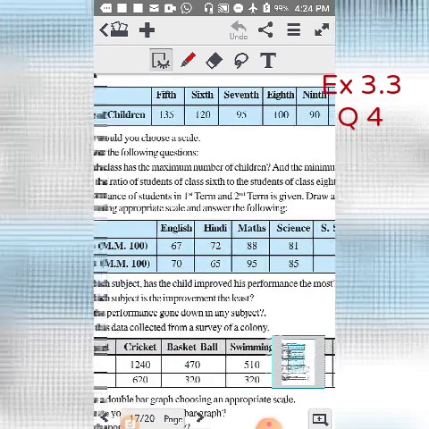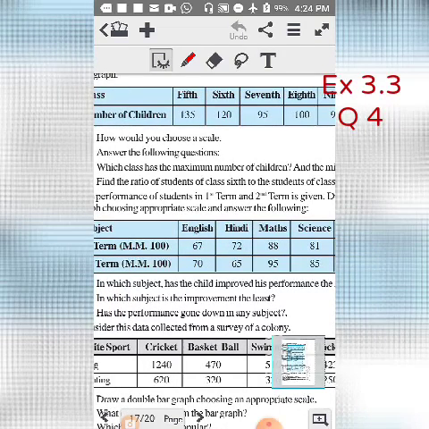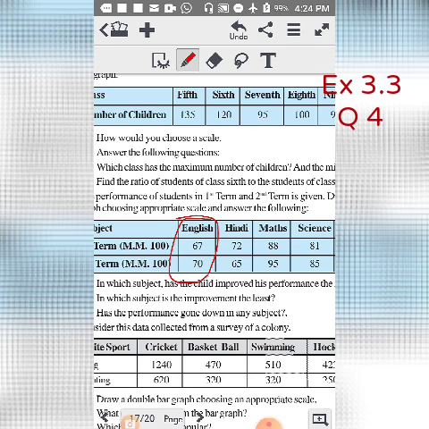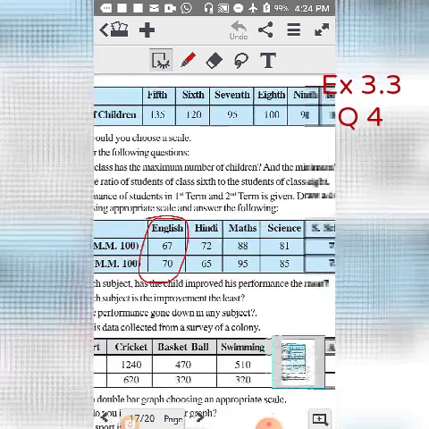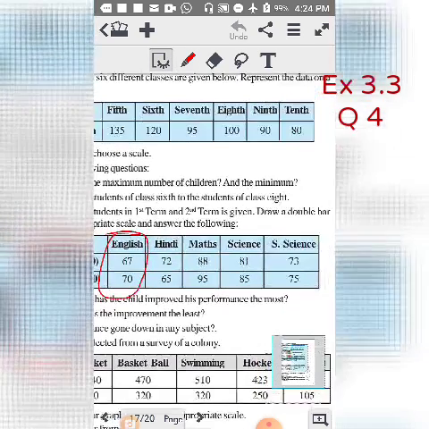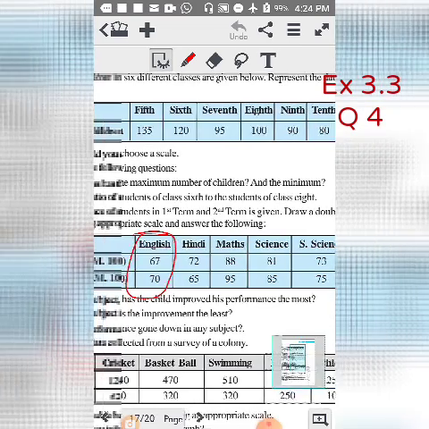So we can see in the first term in English, he has scored 67 first, then 70. In Hindi he scored 72 and then 65, so the performance has gone down. In maths it is 88 to 95. Then in science it is 81 to 85. SST is 70 to 75.